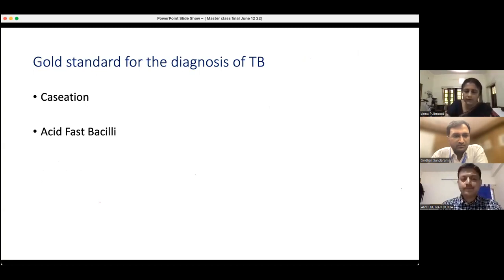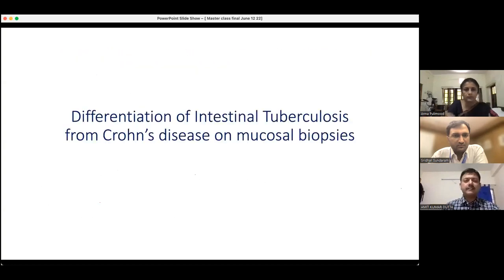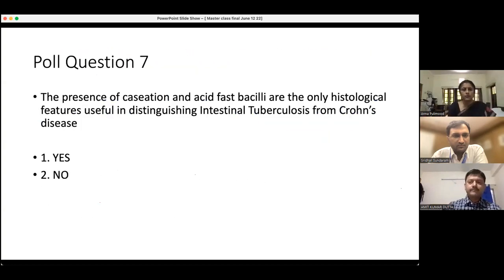I think I've gone too far forward. I'll just quickly go back. Okay. So differentiation of TB from Crohn's disease. The poll question is: presence of caseation and acid-fast bacilli are the only useful features in distinguishing TB from Crohn's disease. Yes or no?